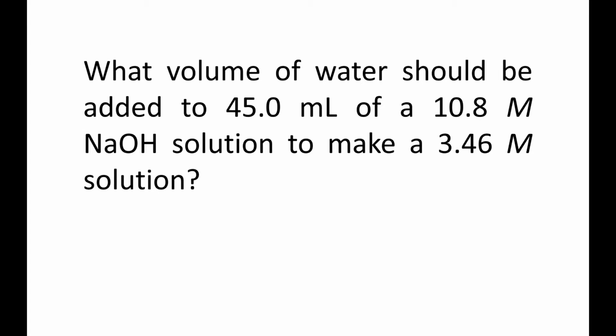What volume of water should be added to 45 milliliters of a 10.8 molar NaOH solution to make a 3.46 molar solution? So this is a dilution. Whenever you've got one molarity and it decreases, so you've got your M1, and basically your M1 is always the biggest one and your M2 is the smallest one. It's a dilution.